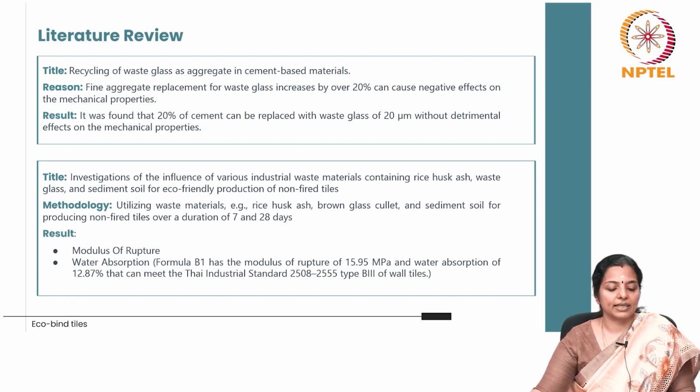Another study was on the investigation of the influence of various industrial waste materials containing rice husk ash, waste glass, and sediment soil for eco-friendly production of non-fired tiles. This study shows utilizing waste materials such as rice husk ash, brown glass cullet, and sediment soil for producing non-fired tiles over a duration of 7 to 28 days produced very good quality tiles and can be used effectively.